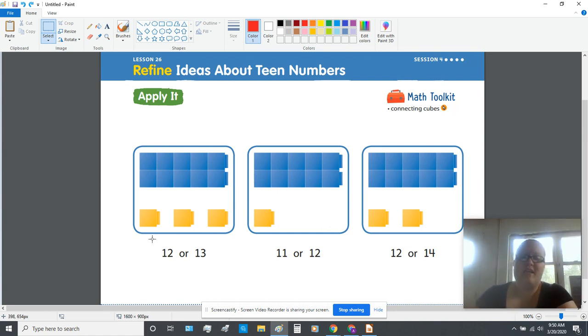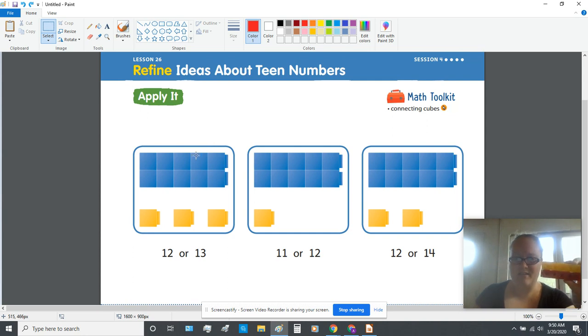Today we're going to be looking at our cubes and deciding which teen number they're showing, but something's different about these cubes. Their group of 10 isn't one long line like it was yesterday. Look what they did today. They broke up their group of 10 into 2 parts. It should look just like a tens frame without the frame around it.